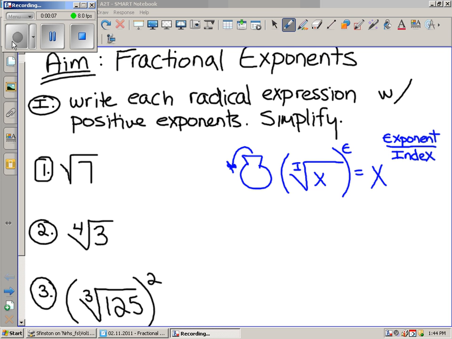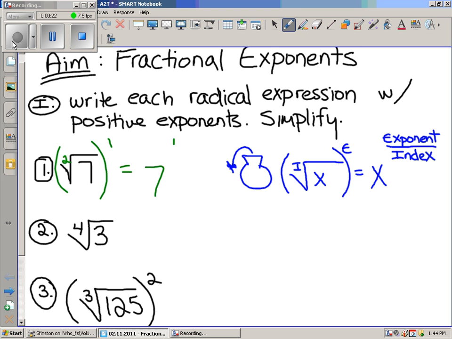Today we're talking about fractional exponents. Here's the formula for it, and we're going to show you how that works. Basically, let's do problem number 1. If you don't see anything in the index spot, it's a 2. And also, we don't see anything in the exponential spot, so that's a 1. Ultimately, the square root of 7 is equal to 7 to the 1/2 power.